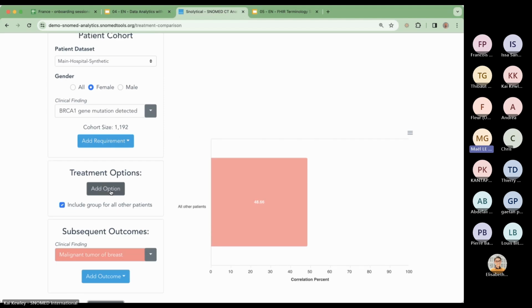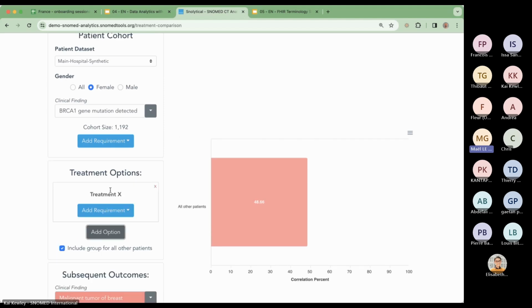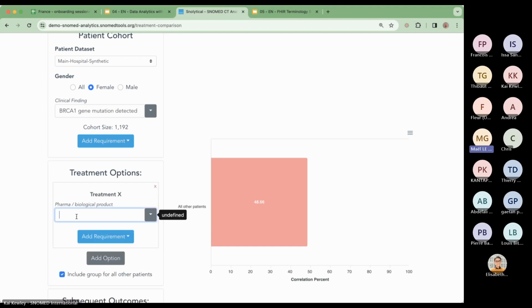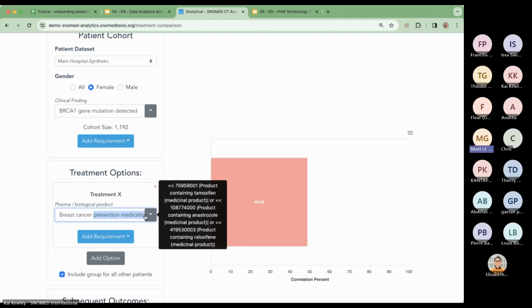So then we're going to look at the treatment options, and we're picking the drug, the breast cancer preventative drugs, and it's a subset. And it's not working because I missed an R. And I'm going to give it a label. So what we are selecting here is not a concept. It's, as you see, there is in the brackets, it says subsets. So we're actually referring to the subset that Kai was just showing in the other screen before.